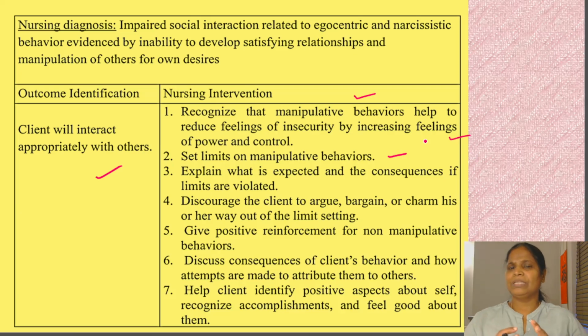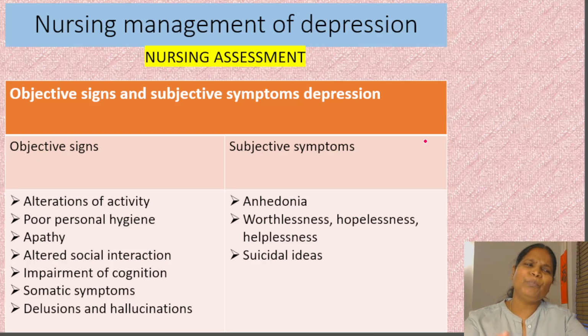Do not argue with the client or bargain with the client when he tries to argue. Give positive reinforcement whenever he sticks to the instructions we give, whenever he listens to us, and discuss the consequences of the client's behavior and how attempts are made to attribute them to others. So you have to give positive reinforcement more, because that can change the behavior of a person in a positive way, rather than shouting at them or demanding things from them. That's what we have to keep in mind. Next, these are certain important nursing diagnoses and nursing interventions we have to take.